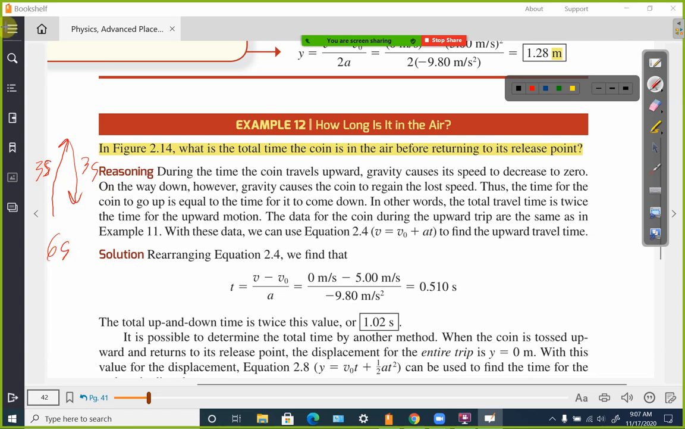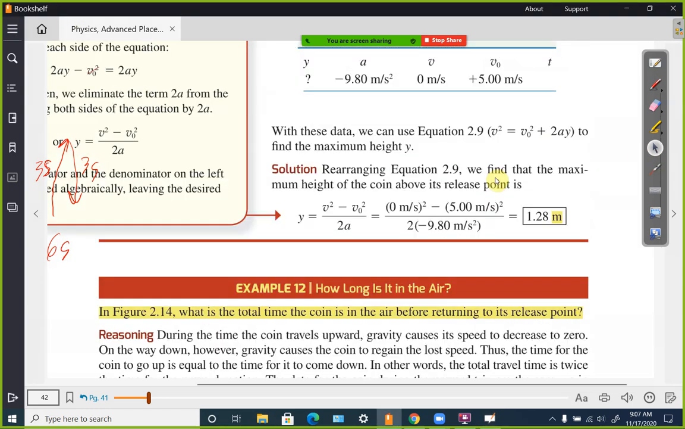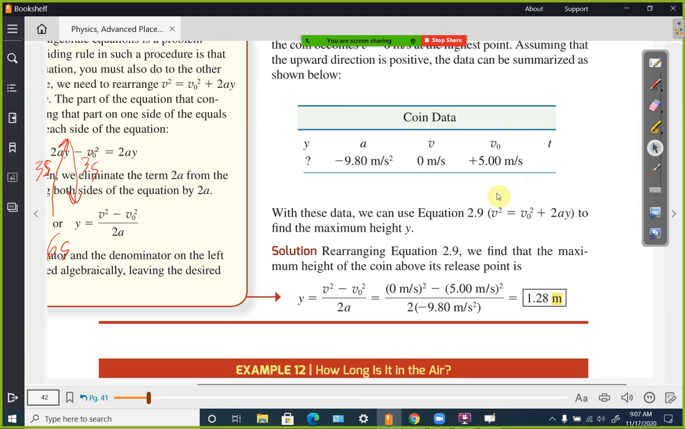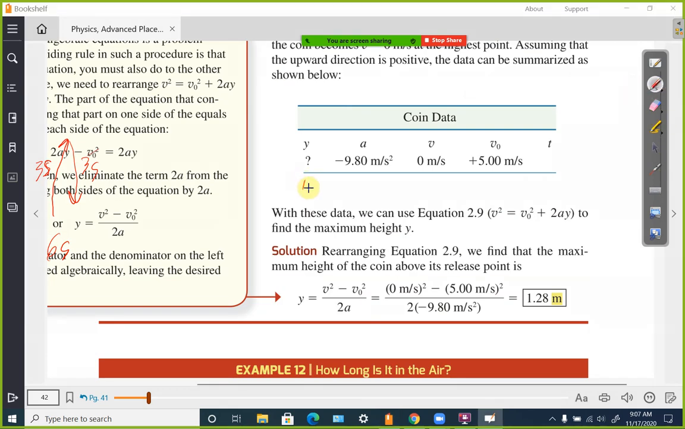Well, since we almost have all the information right here, right? Because now we have y. Y is 1.28 meters. Why not just use this fact to find out the time to get to the top? Time equals to get to the top. And then what would we have to do to find its total time in the air? If we found out how much time it takes to get here, what would you do with that number?